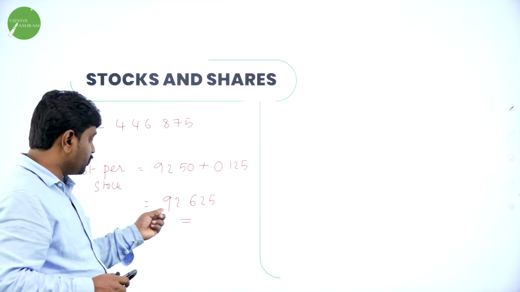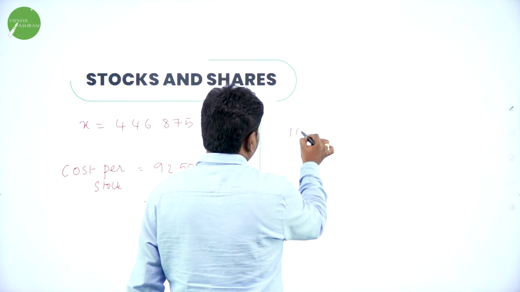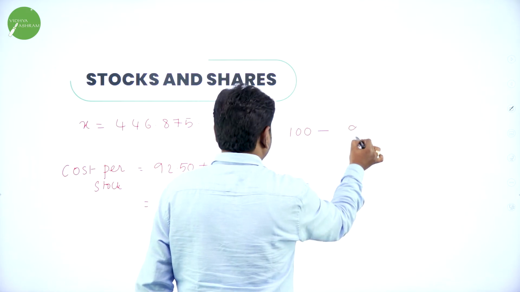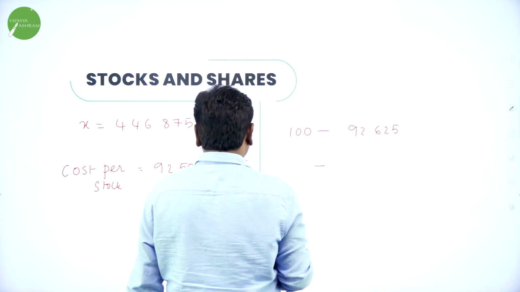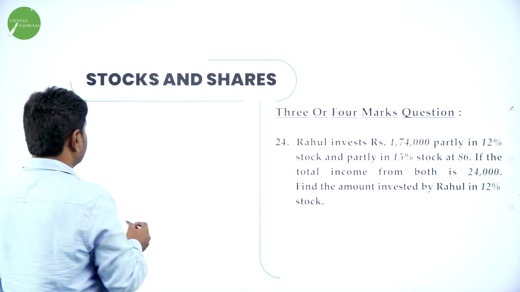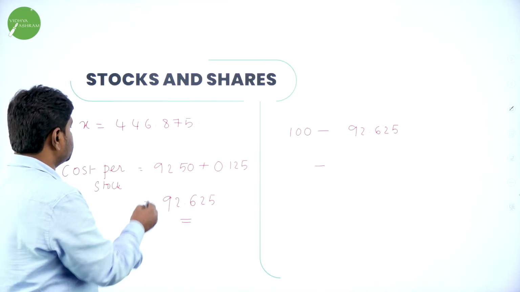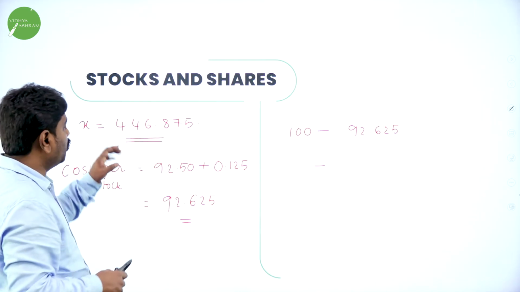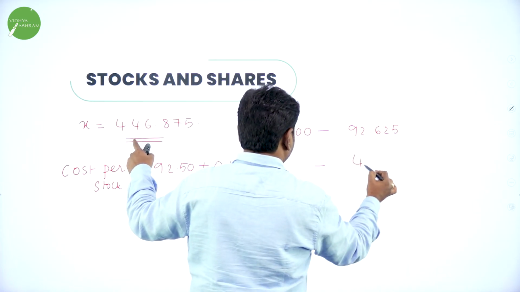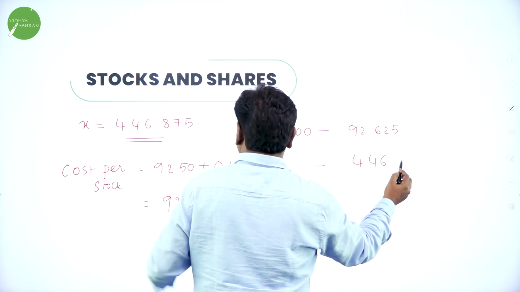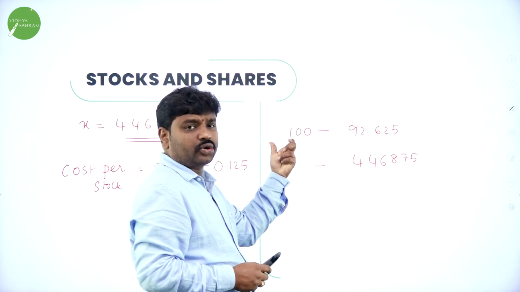A 100 rupees stock is purchased at this rate. So for 100 rupees you are paying 92.625 rupees. And now you are investing the proceeds. Proceeds means this amount. So now the amount invested is this much, 446.875. This is your investment. See, if you invest this much, you will get 100 rupees worth stock.